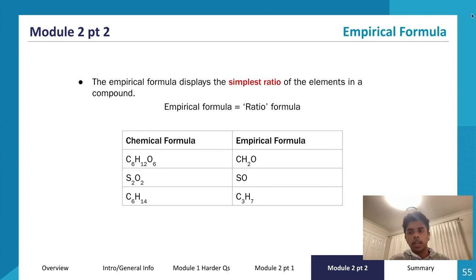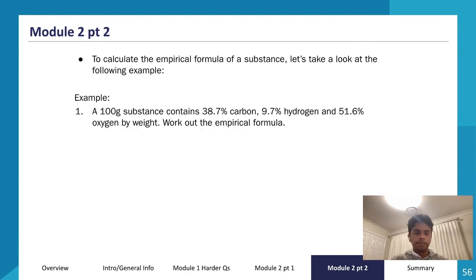And some questions that you might get is they might ask you to find the empirical formula. And this is where we apply the concept that we've learned about moles, like we put it into application now. So let's calculate the empirical formula of a substance. Take a look at this example. A 100-gram substance contains 38.7% carbon, 9.7% hydrogen, and 51.6% oxygen by weight. Work out the empirical formula.